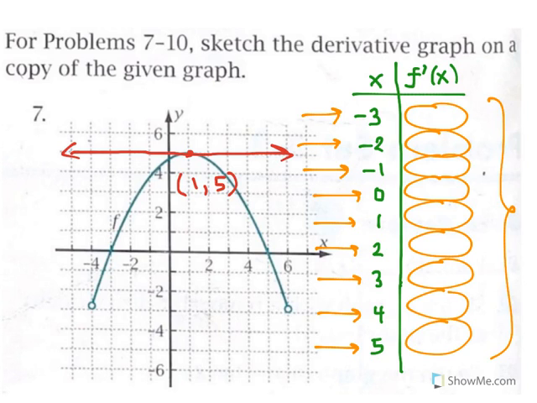I would like to start with the point (1, 5), where x is equal to 1, because I see that at that point, the tangent line to the graph of f is horizontal. The slope of this horizontal tangent line will be 0, which means f prime of 1 would be equal to 0. And I would write 0 for my table.